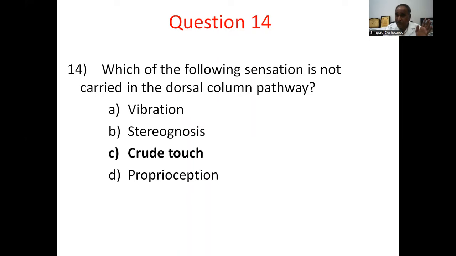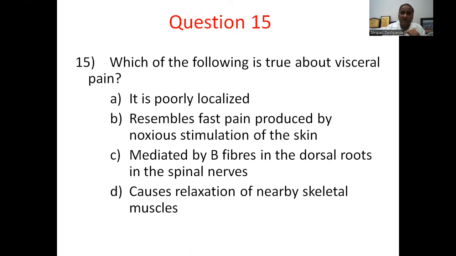The correct response is crude touch, option C. This is a simple, straightforward question. Now, question number 15. Which of the following is true about visceral pain? A, it is poorly localized. B, resembles fast pain produced by noxious stimulation of the skin. C, mediated by B fibers in the dorsal roots in the spinal nerves. D, causes relaxation of nearby skeletal muscles.